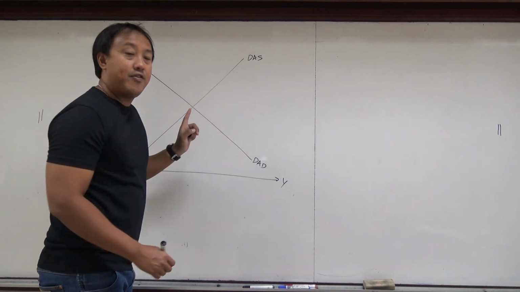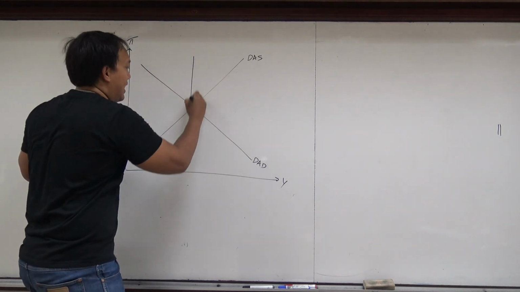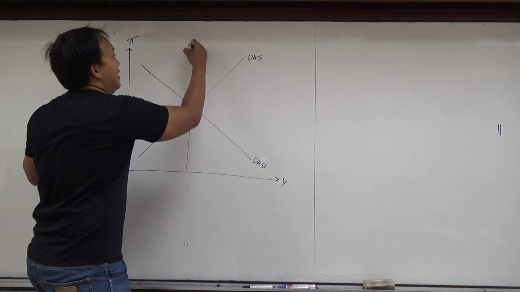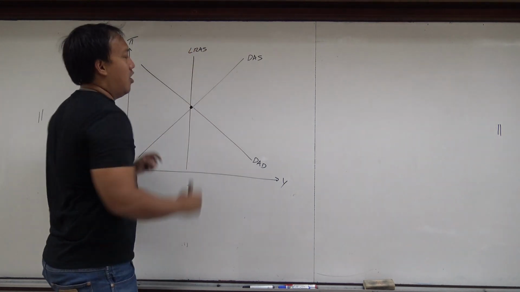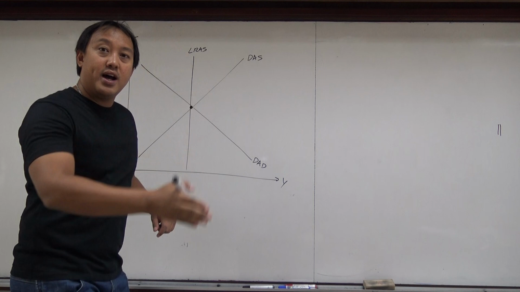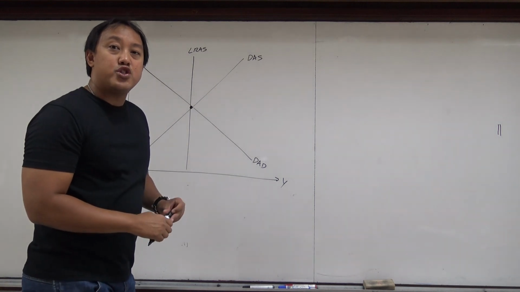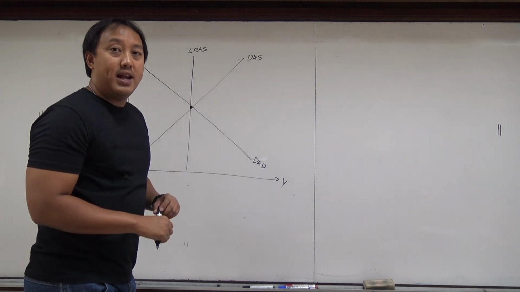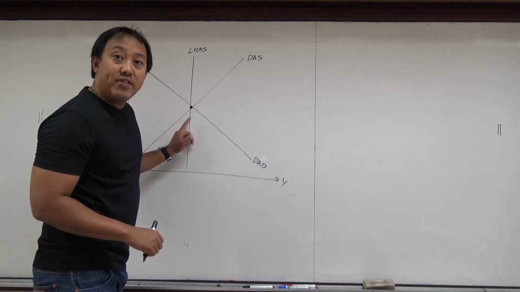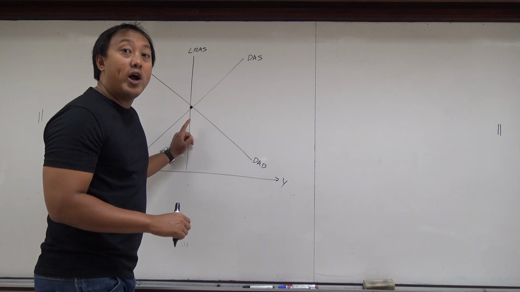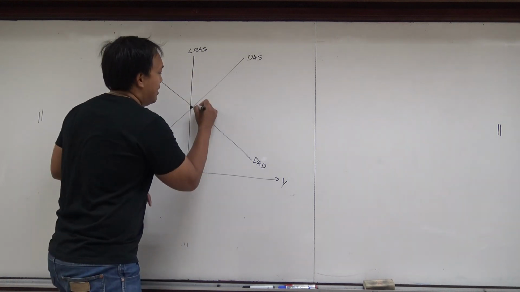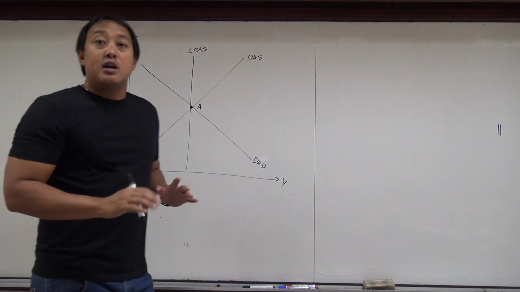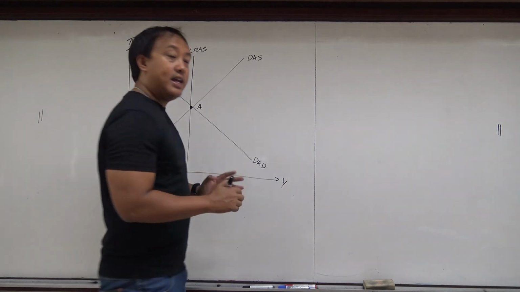And then you have long run aggregate supply, LRAS, the vertical curve. Long run aggregate supply can show you the level of Y bar, the output at the full employment level. Then you have the equilibrium point. So let me write down point A, the first point.